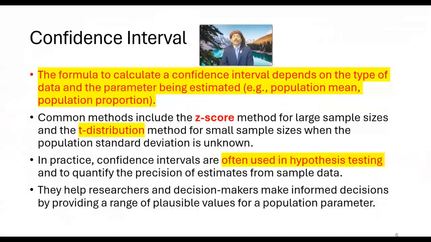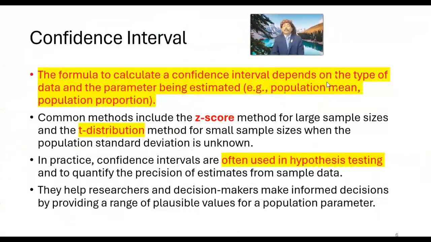The formula to calculate a confidence interval depends on the type of data and the parameter being estimated, population mean or population proportion. Common methods include the Z-score method for large sample sizes and the t-distribution method for small sample sizes when the population standard deviation is unknown.